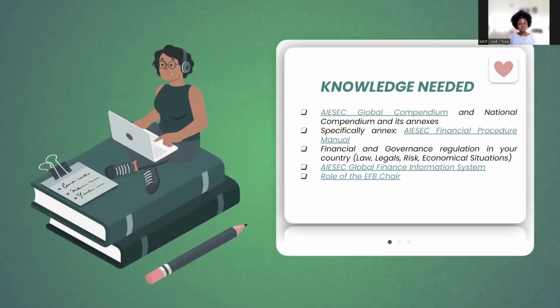Some of the knowledge that you might need to perform your role properly, or to understand this session better: we have the AIESEC Global Compendium, and it's also best to check the National Compendium to see if there are any things that have been added or modified to suit the nation that it's in. Then we have the AIESEC Financial Procedures Manual. Now, this one I believe is one of the most important ones that you need to know and read up on. Then we have the finance and legal governance risk regulation in your country. So just knowing the financial laws to be able to check if the LCs are complying with it or not.